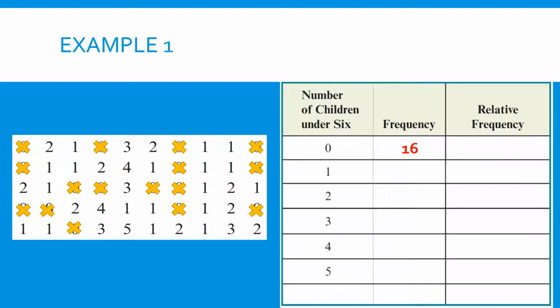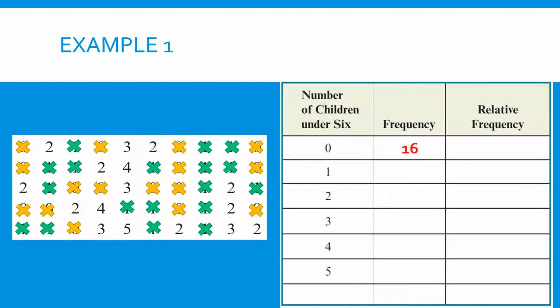All right, so let's count up the number of ones. 1, 2, 3, 4, 5, 6, 7, 8, 9, 10, 11, 12, 13, 14, 15, 16, 17, 18. All right, so 18 employees had 1 child under the age of 6. So 18 goes in our second row. Now, if you want to pause the video and finish filling out your frequency column, and then make sure that it matches up with what I have, now would be a good time to do that.